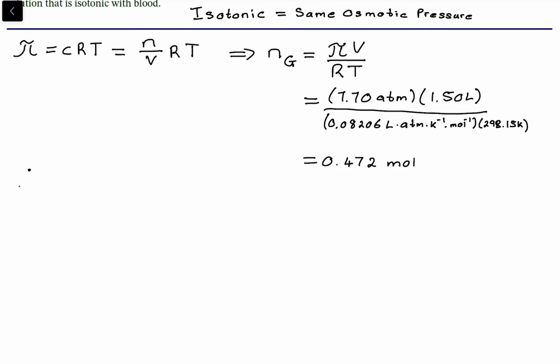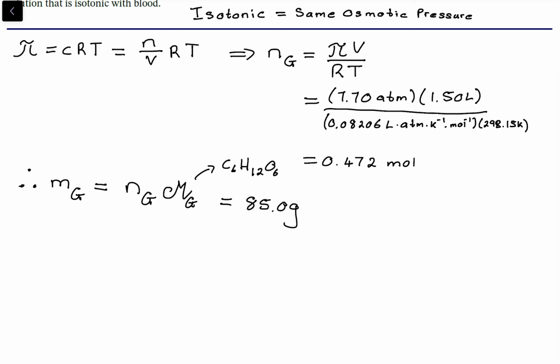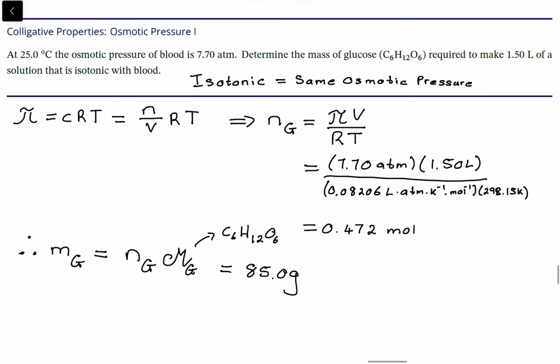And then therefore the mass of glucose is of course equal to the number of moles of glucose multiplied by the molar mass of glucose. And the molar mass of glucose you can go and calculate. Go and have fun with that. C6H12O6. And you should get a value of 85.0 gram.